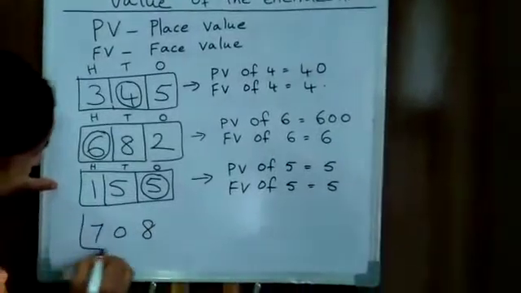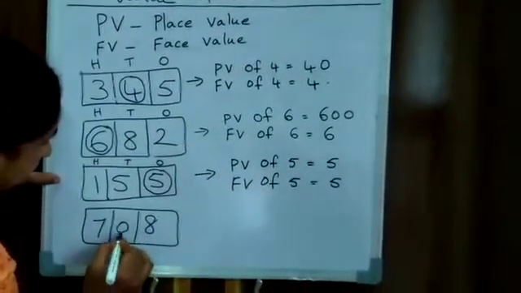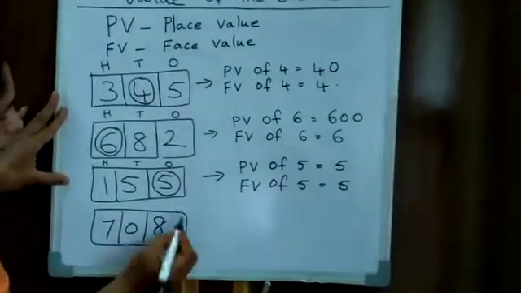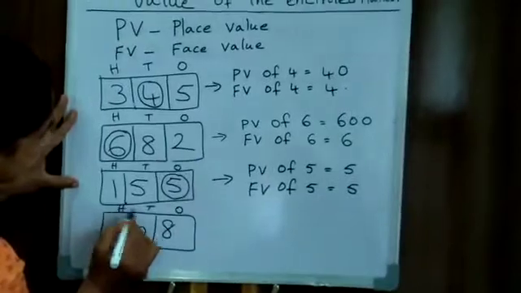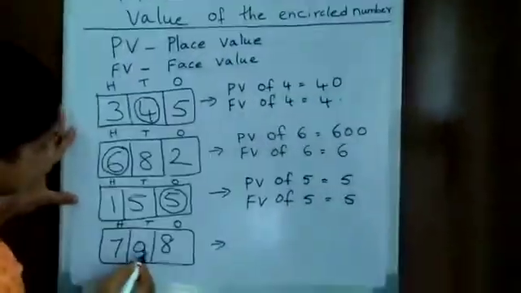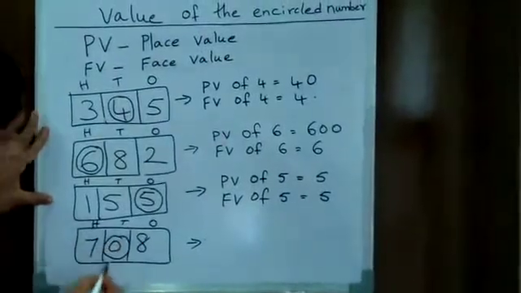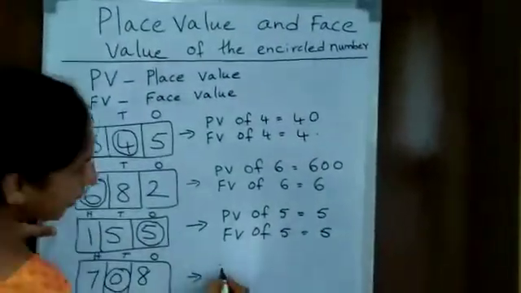708. See, 7 one box, 0 one box, 8 one box. Now write the place values: ones, tens, hundreds. See, now here I am encircling 0.